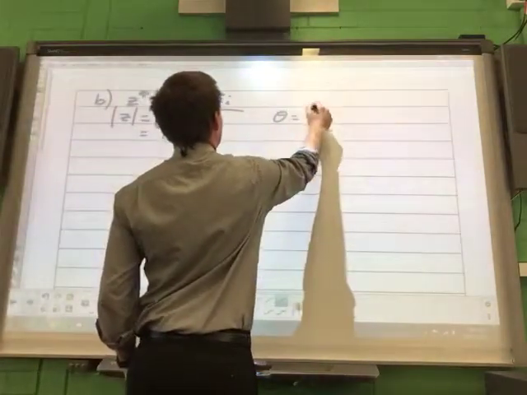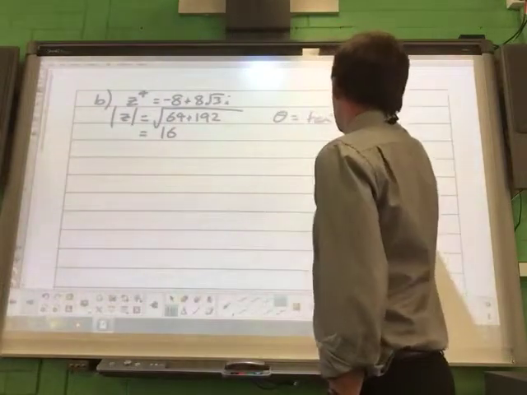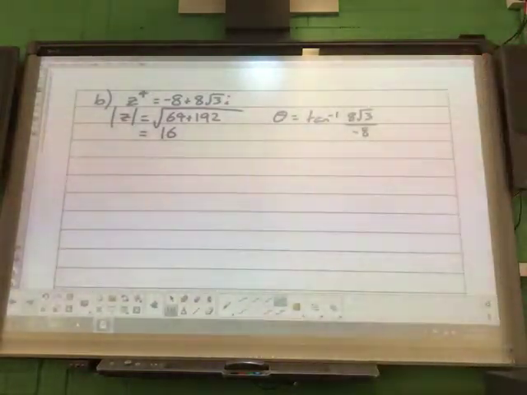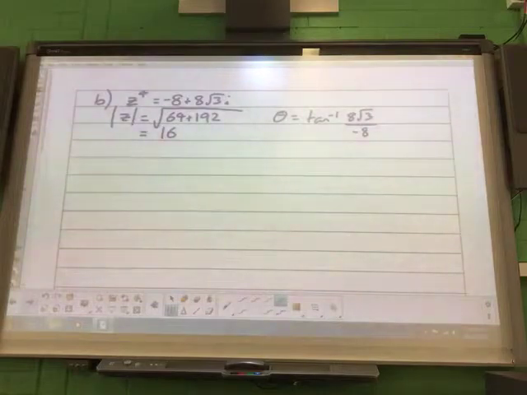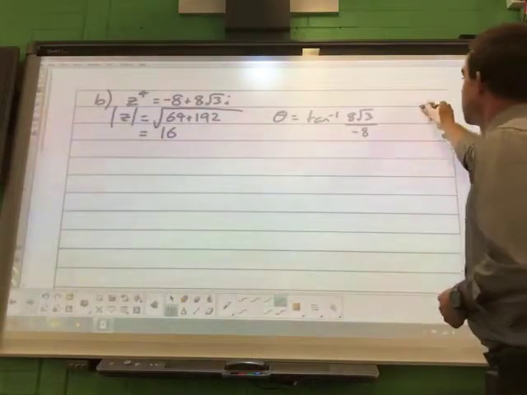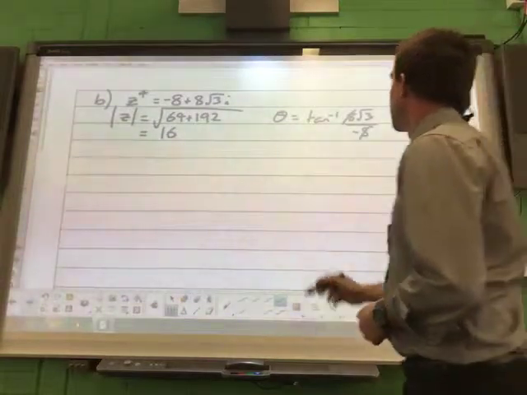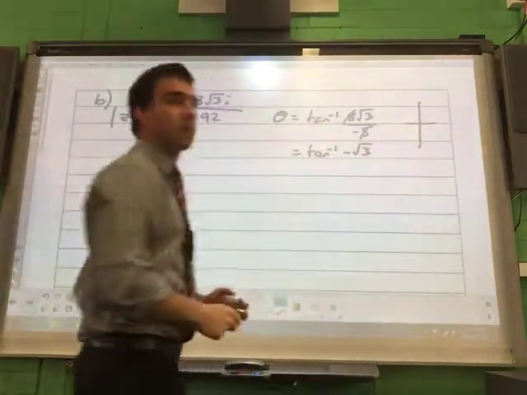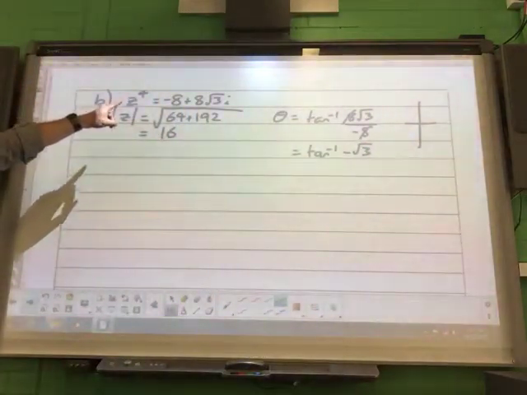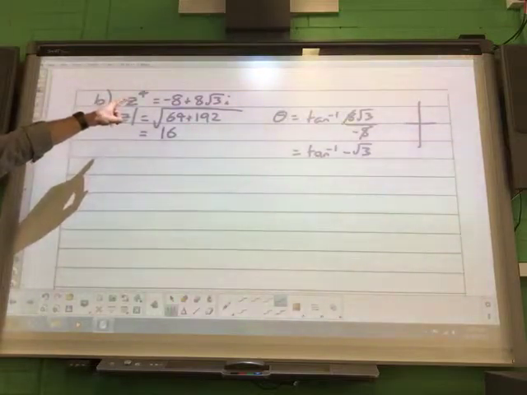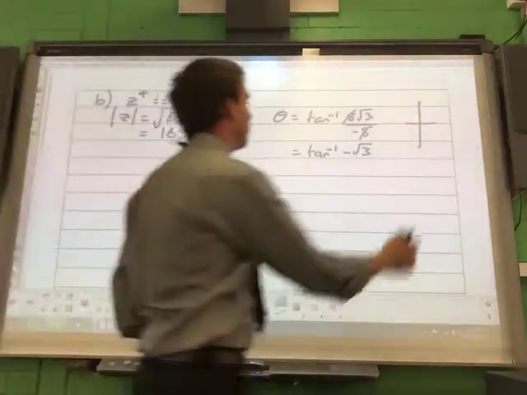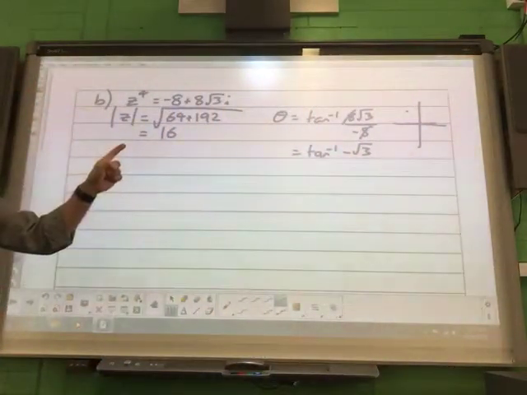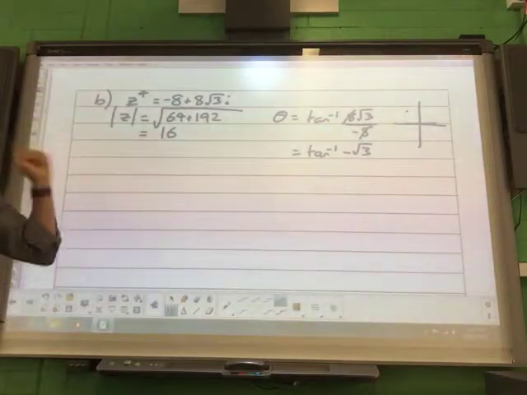Alright, so the argument, tan inverse of the imaginary part, 8 root 3, over the real part. Now we need to consider the quadrant to get our actual angle. So we can cancel the 8 and the 8. So it's a tan inverse of negative root 3. Which quadrant is my complex number in? So negative, then positive for your real and imaginary part. So somewhere in the second quadrant. Okay, so what's the basic angle? Tan inverse of root 3.